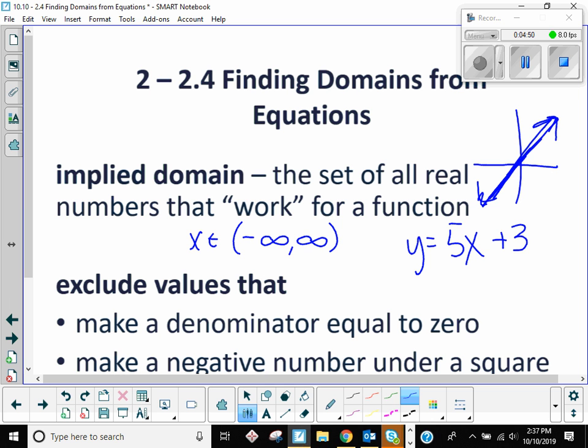If I squared this function, what do you think the domain would be? Is there any x values that break that function, that it wouldn't work? No, still all real numbers. Okay. What if I put this? Are there any x values that break that function? Yes. What x value breaks that?